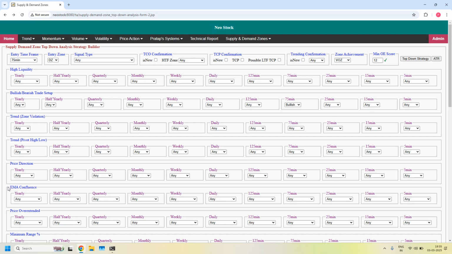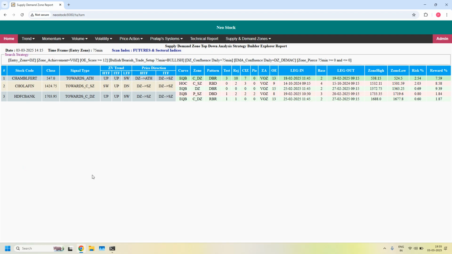Let's verify, in the EMA confluence at daily time frame. Why daily? Because the 75 minutes demand zone is inside the daily demand zone or overlapped with the daily demand zone. That's why we are checking whether the daily demand zone has daily EMA confluence. With this filter, we got 3 stocks. So these 3 75 minutes demand zones have more probability to get success. Look into this zone, already tested 3 times and 10 rejections. That means it is tested more than 10 times, 10 times at least.